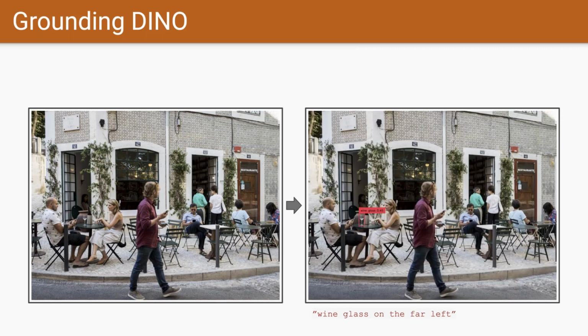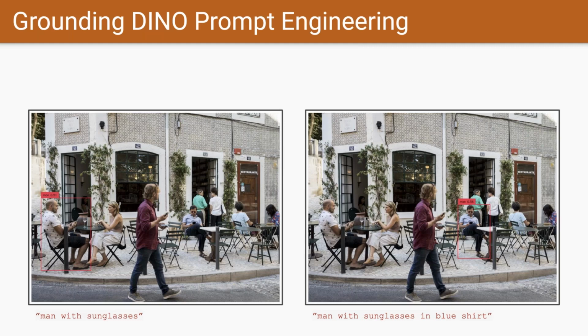Another example is a wine glass on the far left, and you can see that it is able to identify the wine glass. And finally, you can also say man with sunglasses, and it identifies this. Then you can be more specific and say, okay, man with sunglasses and blue shirt, and it will be able to identify the person on the right.